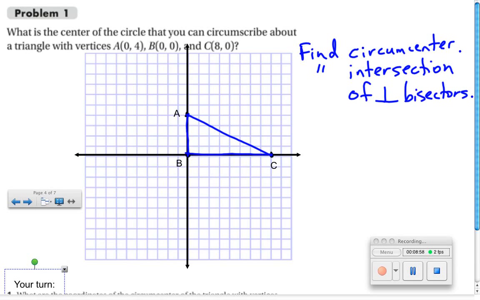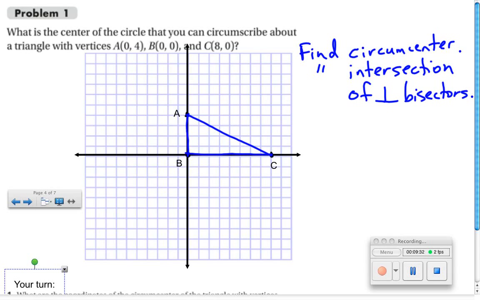Now, realize what makes this particular example so lovely and easy. Notice that two of the sides of my triangle are a vertical and a horizontal line. And what's convenient about that is what's perpendicular to a horizontal line? A vertical line. And what's perpendicular to a vertical line? A horizontal line. Okay, so coming up with a perpendicular line isn't going to be difficult for us.